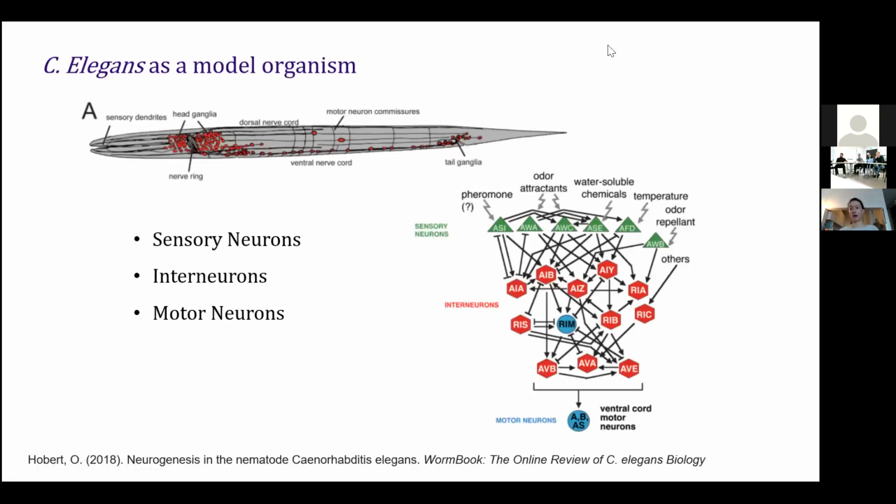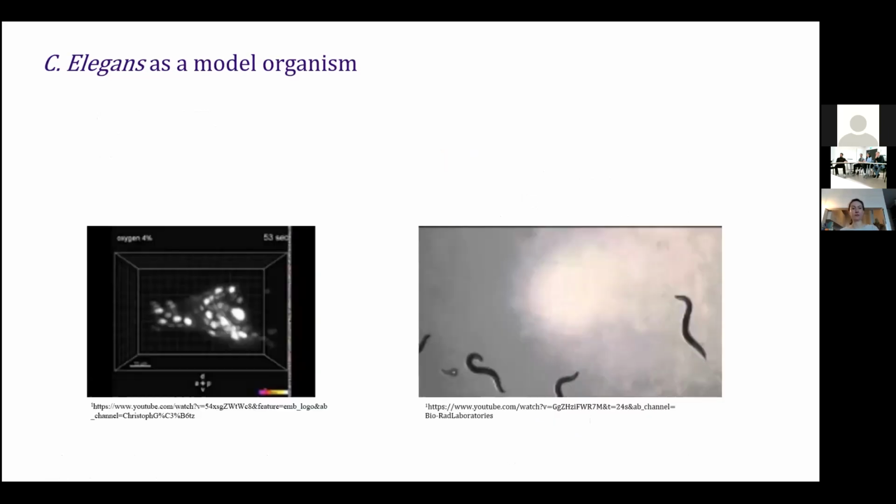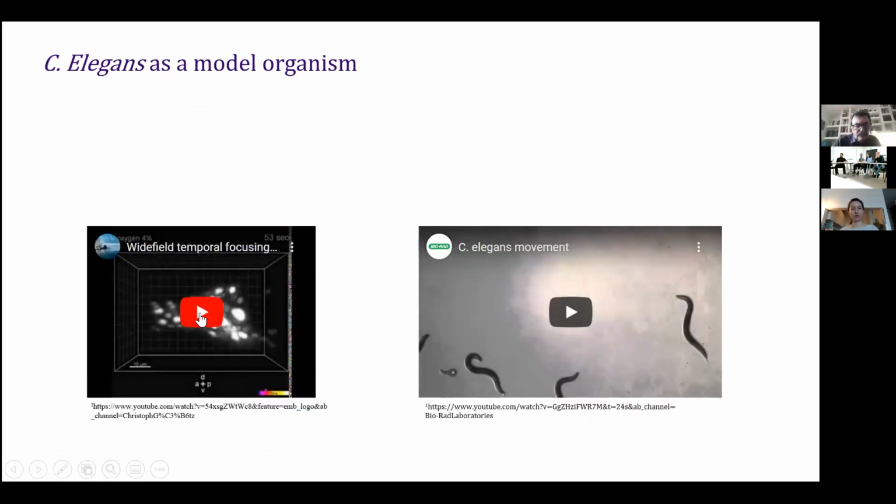So C. elegans are a great model organism for neuroscience because they don't have that many neurons or behaviors. Their neurons can be divided into three groups: sensory neurons that sense a variety of things such as pheromones, odors, temperature, etc. Then that information gets passed on to interneurons to integrate that information, proprioceptive feedback, and then output information to the motor neurons that control the body bends and swimming behavior of C. elegans.